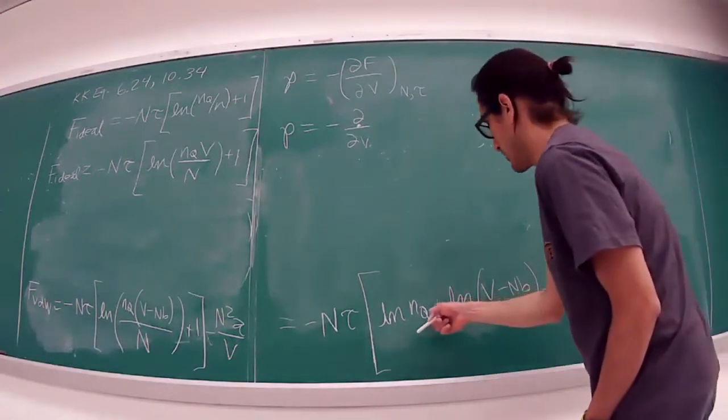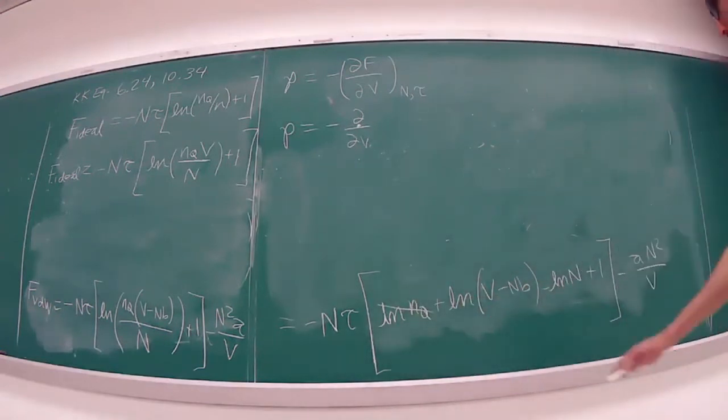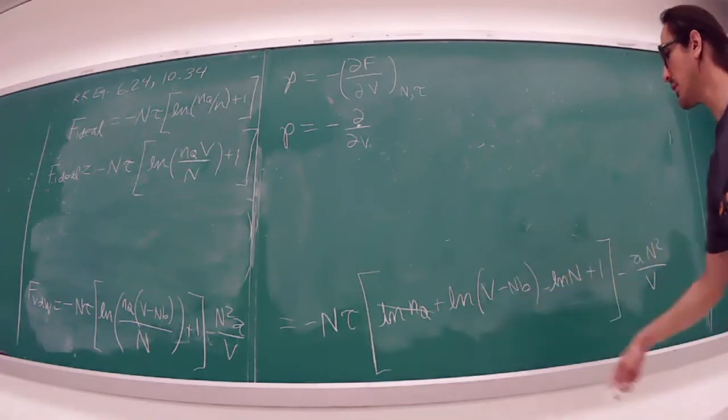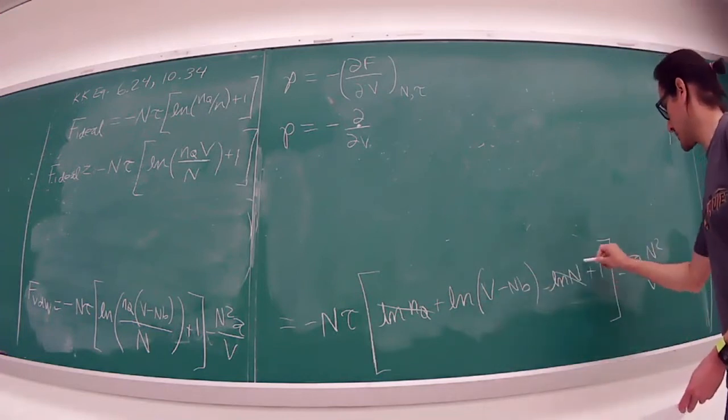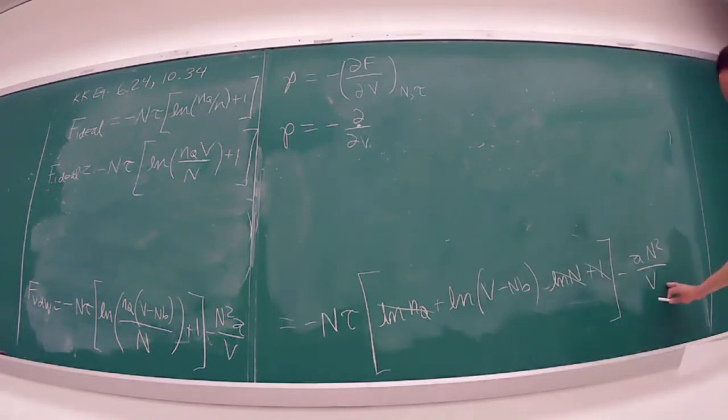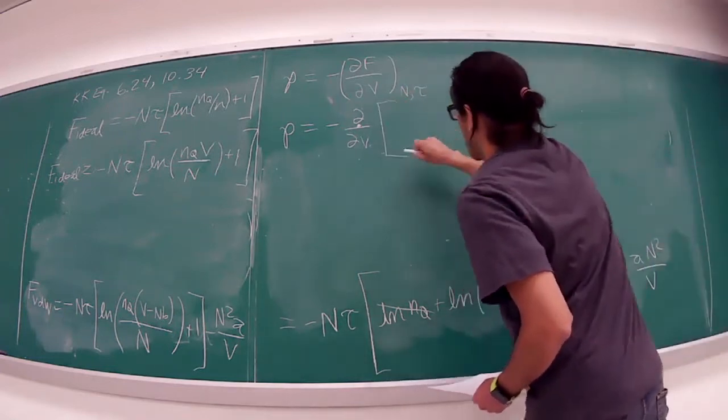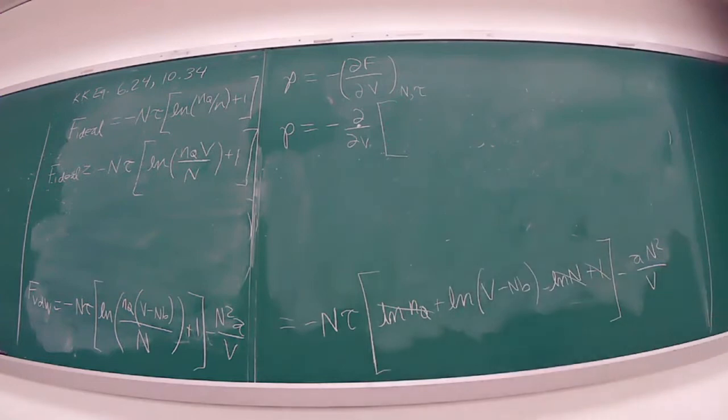And so we can forget about some of these terms. The quantum concentration has no volume dependence. This one, we care about it. This one, we don't care about it. This one, we don't care about it. This one, we do care about it. So it's going to be the partial derivative with respect to volume.